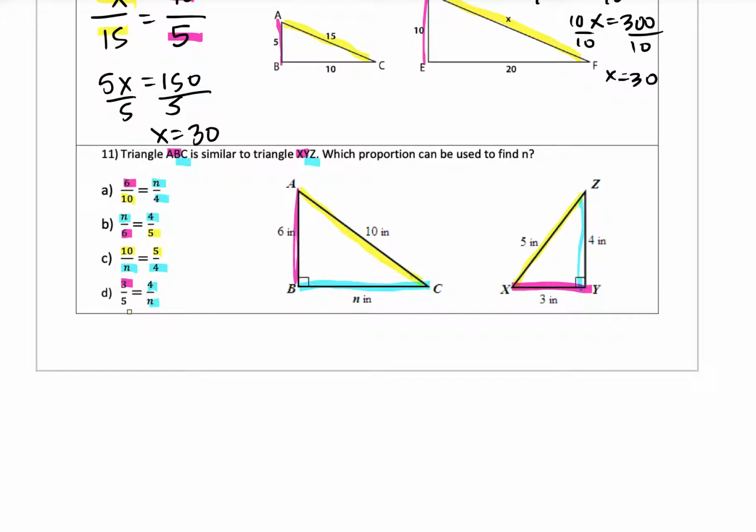So now we can go through and use the hashtag method to help us figure this out. So here I have blue to blue, but then pink to yellow doesn't line up. That's not going to work. We will not get a hashtag there. In our next one, we have blue to blue, but then we have pink to yellow. Again, that's not going to work because we're not going to get a hashtag. Here I have yellow to yellow, blue to blue. 10 and N have in common that they are from the same triangle. 5 and 4 are also from the same triangle. So here we got a hashtag.